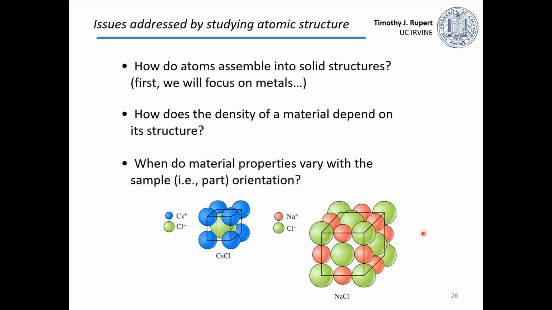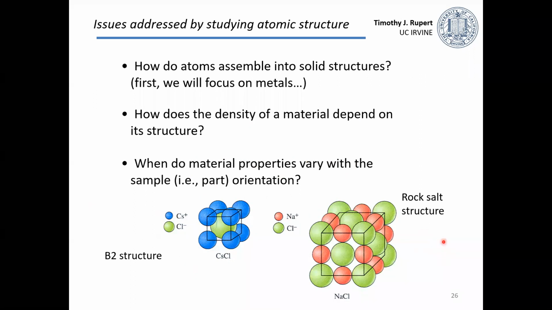On the bottom here, I'm just showing 2 ionic crystals, so cesium chloride and sodium chloride, which have similar types of structures. Although they look similar, they're not exactly the same. And we don't go over this today. We'll go over it more, I think tomorrow or in one of the coming lectures. And in this case, this is what's called a B2 structure, and this is what's called a rock salt structure.